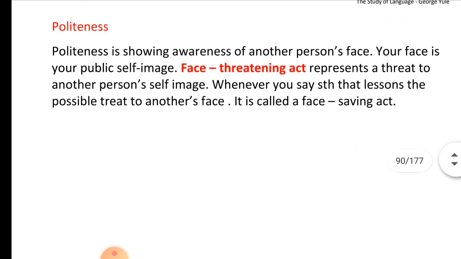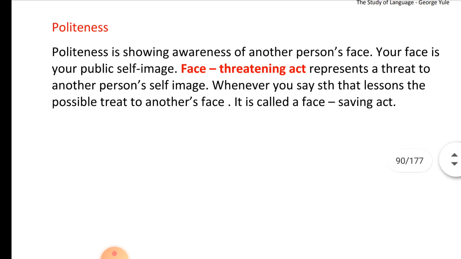Politeness. What's the meaning of politeness? When you speak, you must consider people's face. You must have some awareness or consideration for others when you speak. This is called politeness. Inside politeness, we have 4 principles or 4 concepts. The first one, face threatening act.